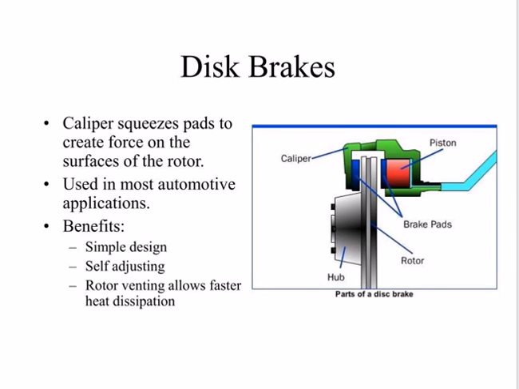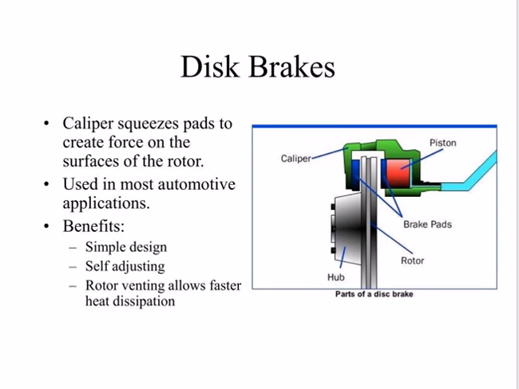As you can see in the picture, there are parts of a disc brake. There is the caliper, there is the piston, brake pads. So the benefits of using a disc brake is that it is simple to design, self-adjusting, and rotor venting allows faster heat dissipation.